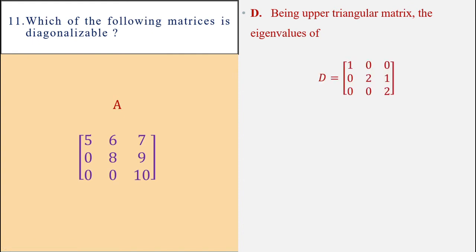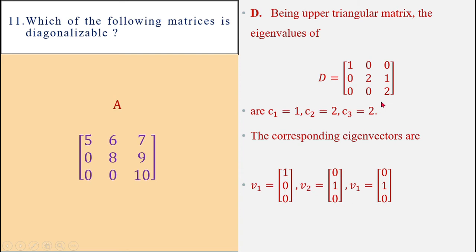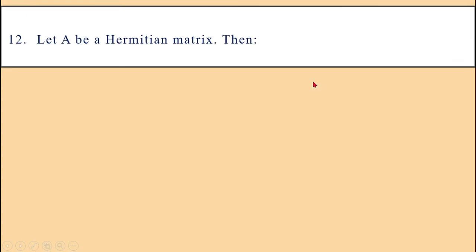In option D, again it is an upper triangular matrix, so the eigenvalues of this matrix are c1 is equal to 1, c2 is equal to 2, c3 is equal to 2, and the corresponding eigenvectors you can find as v1 vector is equal to 1 0 0, v2 is equal to 0 1 0, v3 is equal to 0 1 0. Again this v2 vector and v3 vector are the same, so these eigenvectors are linearly dependent, not linearly independent, so it cannot be diagonalizable.